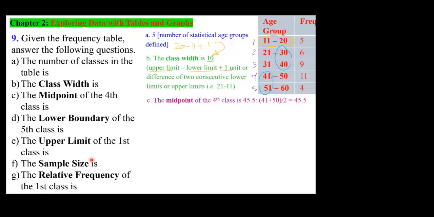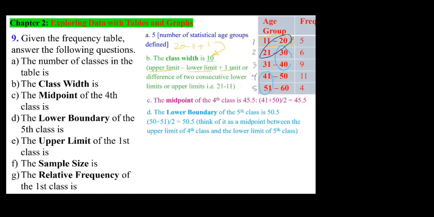As far as the boundaries are concerned, and I will show you with the table on the next page, if you add up these two and divide by 2, in other words find the midpoint, it's 20.5. It will be the lower boundary of the second class as well as the upper boundary of the first class. That's how you calculate that. Therefore, for the fifth class, we have to do 50 plus 51 divided by 2. As I said, these are the lower limits, those are the upper limits. The upper limit of the first class is 20, the upper limit of the last class is 60, and so on and so forth.